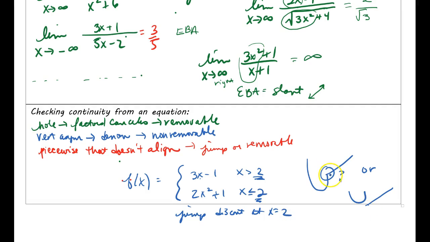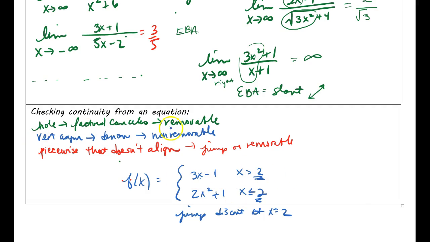Okay, if they had met up like that, then you would say, oh yeah, they were the same y value, so they meet up. So yay, it's continuous. But that did not happen to us. So we would say jump discontinuity at x equals 2. And that is how you check for whether or not you're continuous with a piecewise.